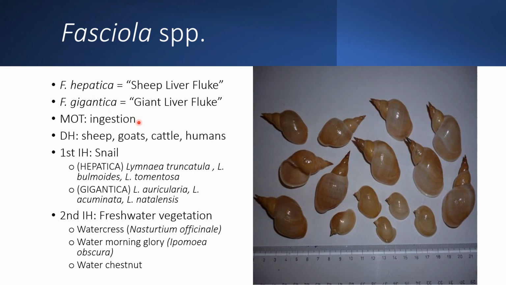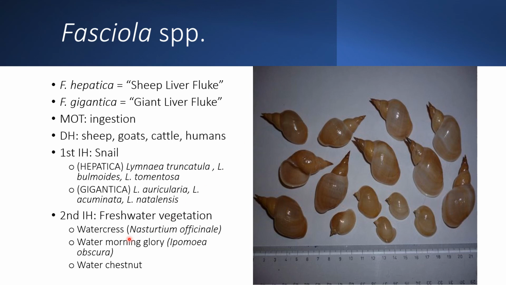So mode of transmission, ingestion, and the definitive hosts: sheep, goats, cattle, humans. The sheep is common for Fasciola hepatica, and cattle are very common for gigantica. Okay? So the first intermediate host snail for hepatica is Limnaea truncatula. We have Limnaea bulmoides and Limnaea tomentosa. For gigantica, we have Limnaea auricularia, Limnaea acuminata, and Limnaea natalensis. Okay?